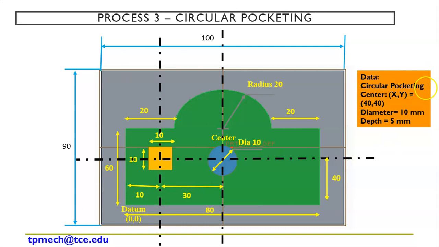The data given here, x and y are 40, 40. So from the datum 40, I drew one axis. Similarly, we already drew one 40 axis from the datum. Along the x axis we have 40. So this point is our center, 40, 40. Now the diameter is 10 mm and the depth is 5 mm, right? So this is the circular pocketing.